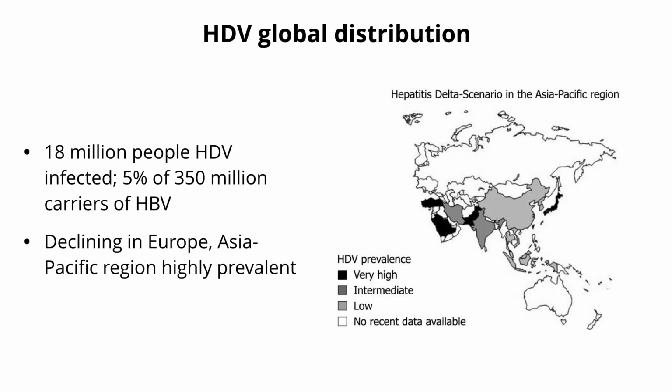It used to be higher in Europe. It is declining in Europe, very prevalent in the Asia-Pacific region, which goes along with the prevalence of hepatitis B virus, of course, and it needs Hep B in order to replicate.